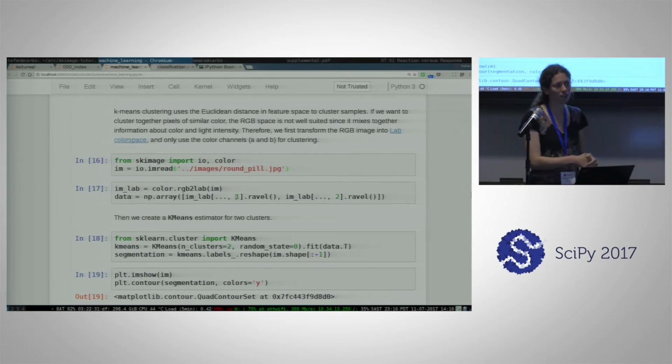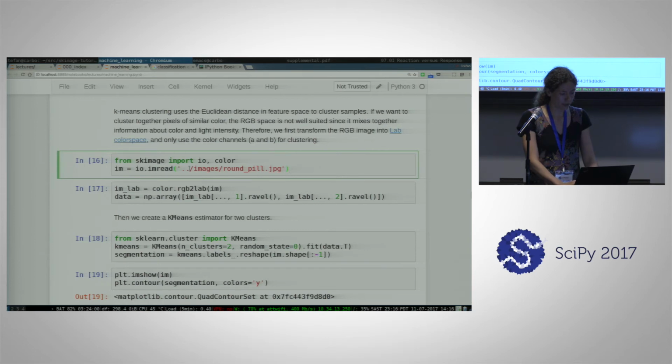I don't know if it's between red and yellow or something like that, but you don't have to know this to use this example. So I just load this image. Remember that we use this imread function of the IO module.